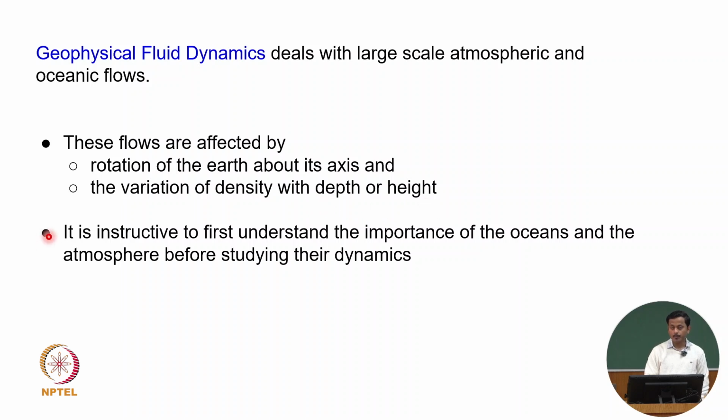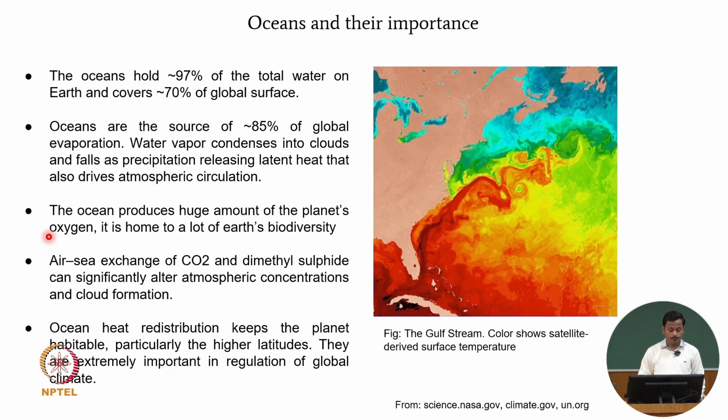But before delving deep into the dynamics of the oceans and the atmosphere, it is important to understand why oceans and atmosphere are interesting, why they are important for us to study. So the oceans hold approximately 95% of the total water on Earth and cover approximately 70% of the global surface. Oceans are the source of approximately 85% of global evaporation. Water vapor condenses into clouds and falls as precipitation, releasing latent heat that again drives atmospheric circulation.